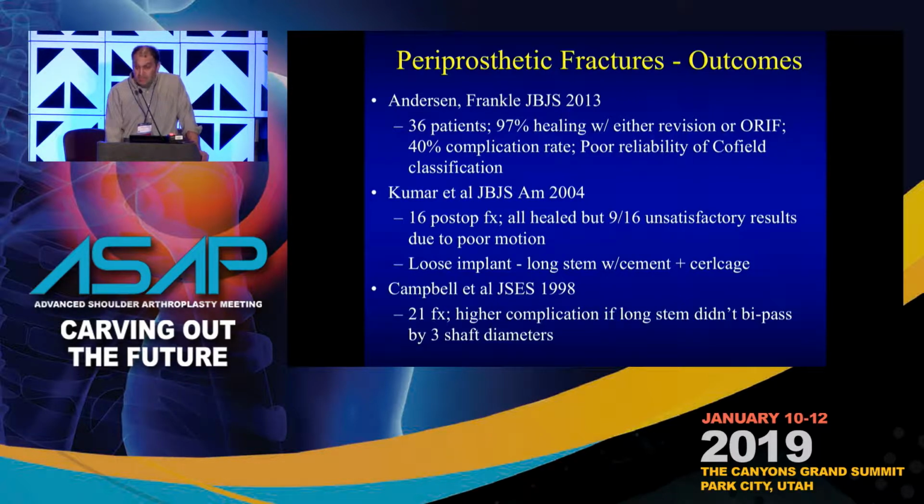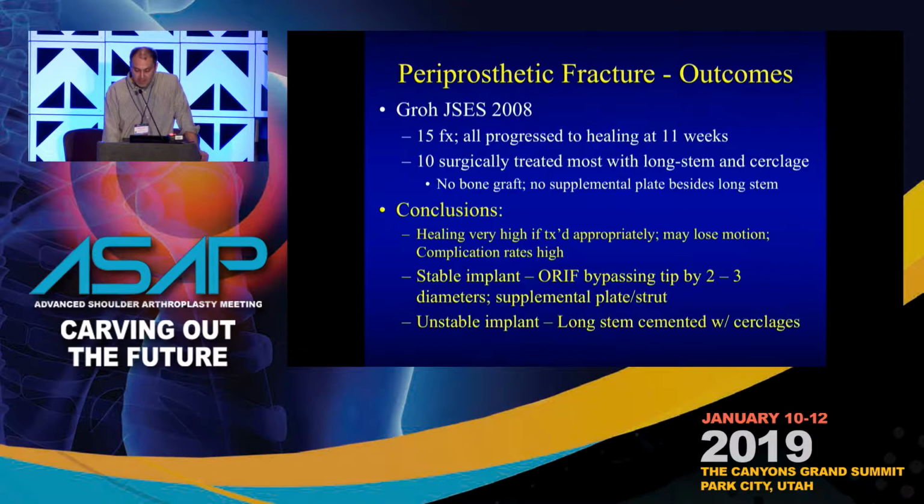He also found poor reliability with regards to the Cofield classification, specifically with regards to A and B type fractures. Kumar looked at 16 fractures, all healed, but they became stiff, a significant number that led to poor function. Campbell looked at 21 fractures. He found a higher complication rate if they did not bypass the fracture site by 2 to 3 shaft diameters.